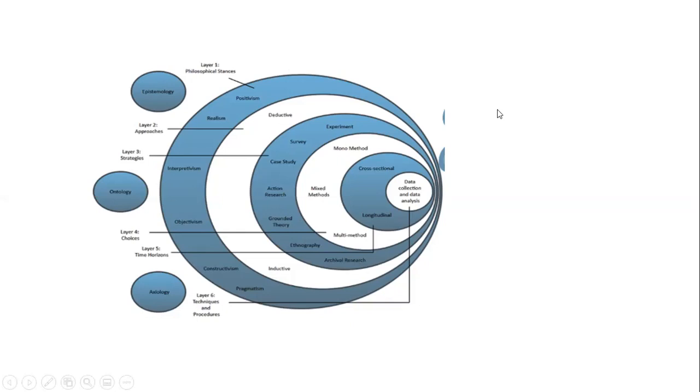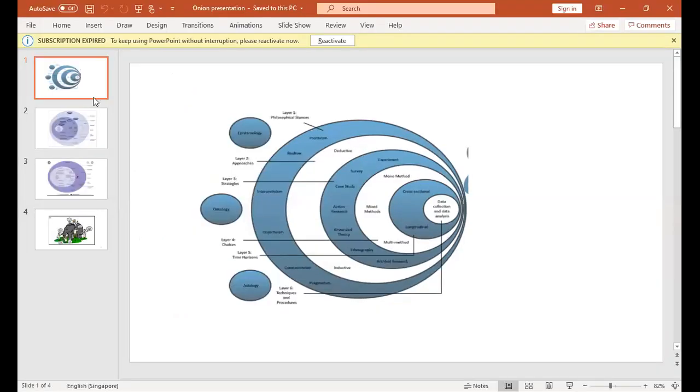So as you can see this striped onion, can you see on the screen? Yes, please. There are lots of students who think that ontology and epistemology are research philosophies. They are not. As you can see, there are three small ovals outside the onion. So ontology, epistemology, axiology are not part of the onion. They are outside. Based on that, you select your philosophy. So that's how you go into the research onion.